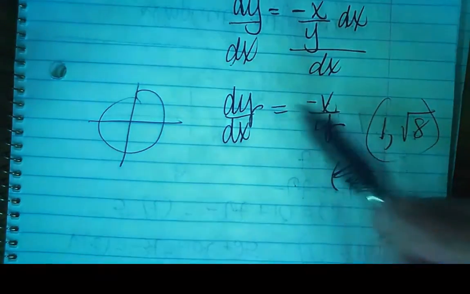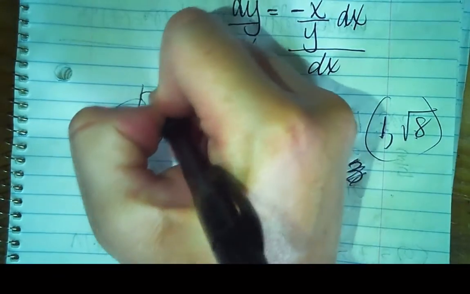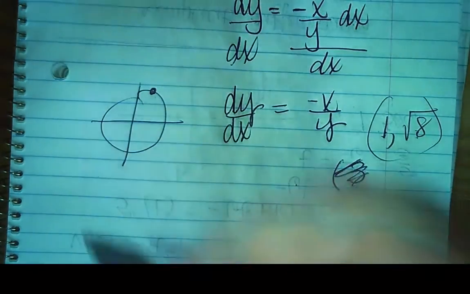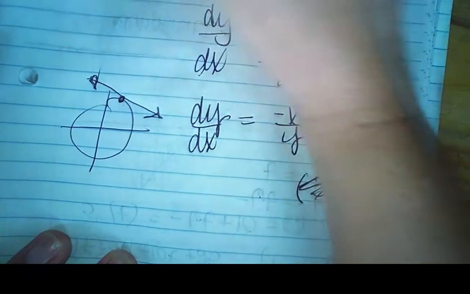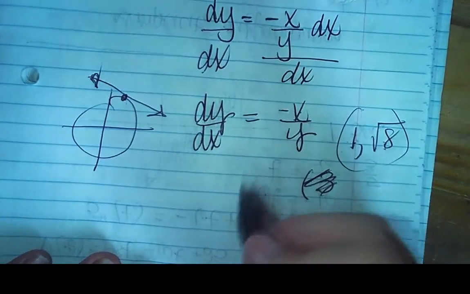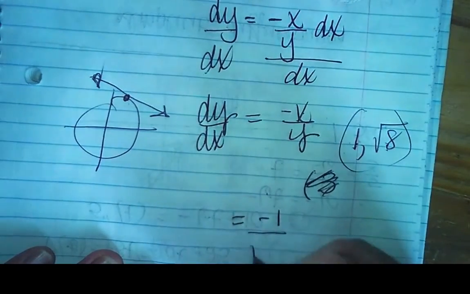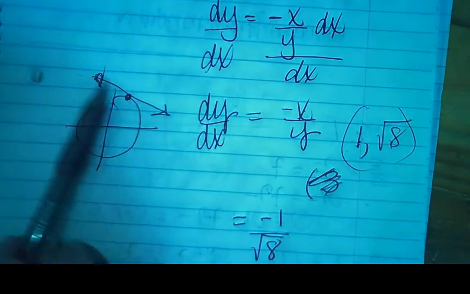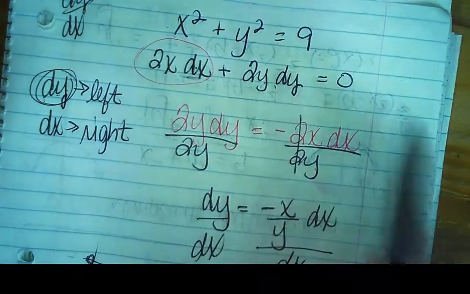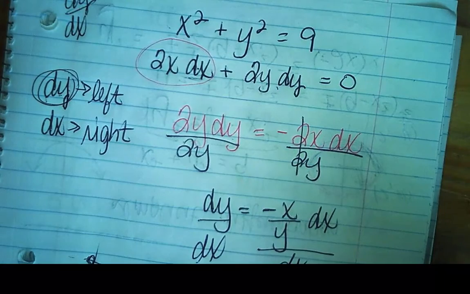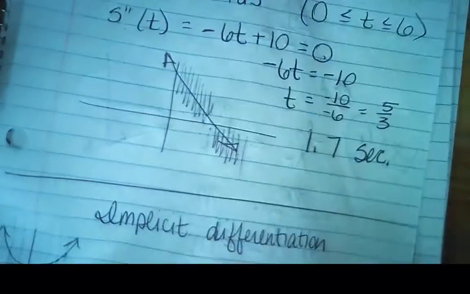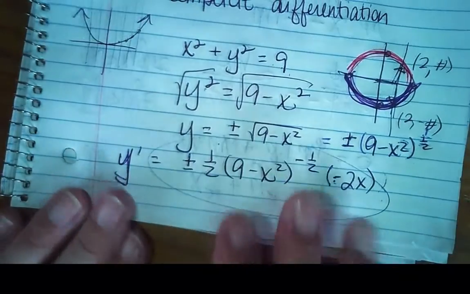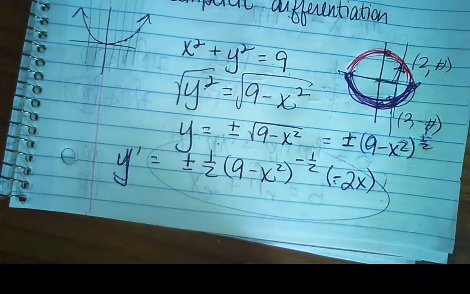Okay? So your derivative at the point of 1 comma root 8 is the same thing as the slope of the tangent line. So now I can shove a 1 in here. So I get a negative 1 over the square root of 8. That's the slope of that tangent line. So this process, you were done differentiating in one step. You just had to solve for dy dx. And that is a whole lot cleaner than you going through this mess and then taking a derivative.